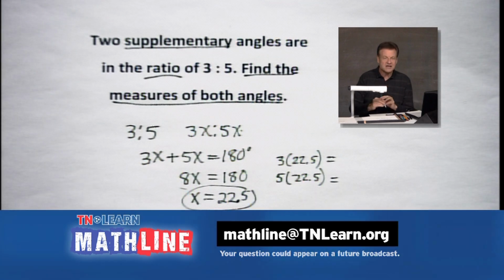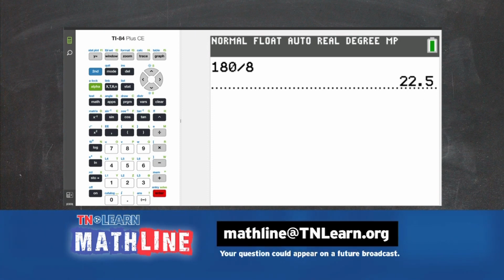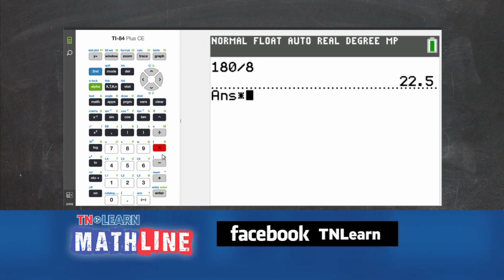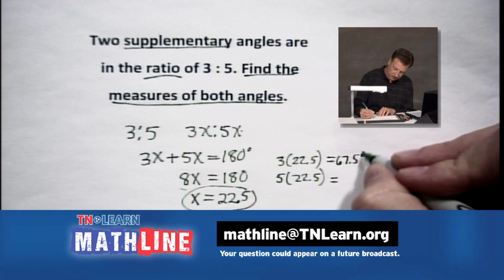So let's do it. Let's go back to the calculator. Easy way to go on this, when you have, for example, that 22.5 waiting right there, if you hit times on this great graphing calculator, it just says Ans. That means 22.5 just went in the memory, and you're going to use it right here. Times 3, and that's going to give us one of the angles. It looks like one of those angles is 67.5. They're degrees.